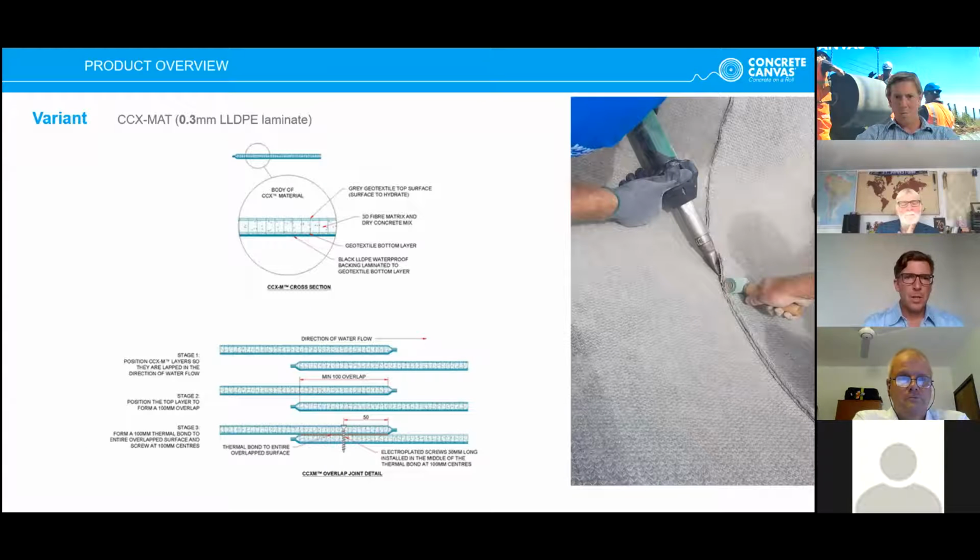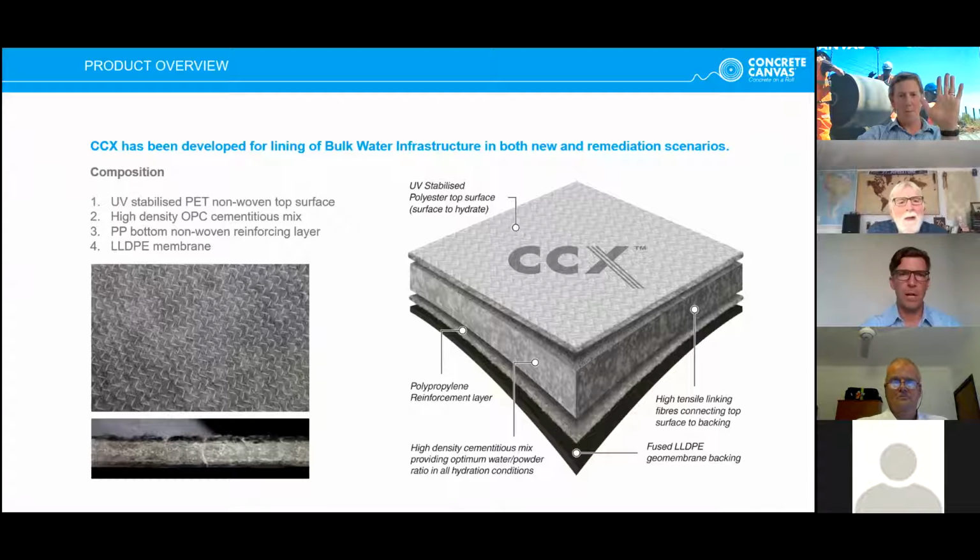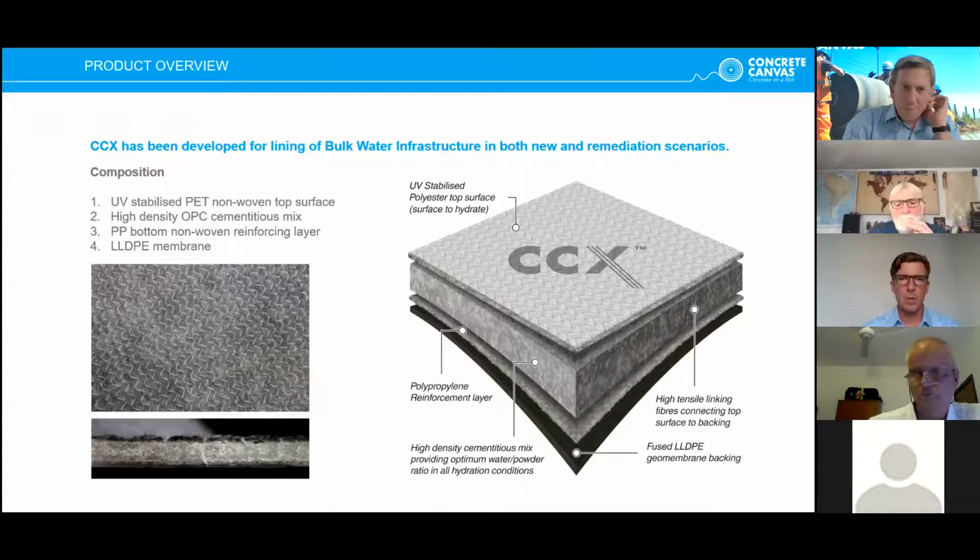So in terms of product overview, what does CCX look like and how will it perform? Sorry, Will, I think you've gone one slide too far. There we go. In terms of product overview, what does CCX look like and how will it perform? CCX has utilized 15 years of concrete canvas technology in developing a product tailored for lining of bulk water infrastructure in both new and remedial applications.